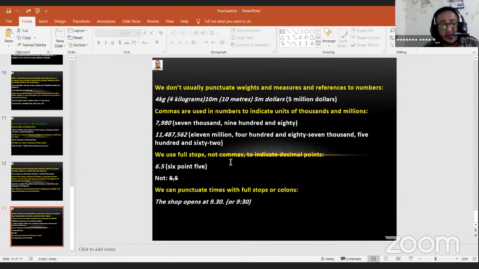We use full stops, not commas, to indicate decimal points: 6.5, not 6,5. We can punctuate times with full stops or colons. The shop opens at 9.30, and this is British English, or 9:30, which is American English. Okay. We finished the most important rules of punctuation. Do not hesitate asking if you have questions.